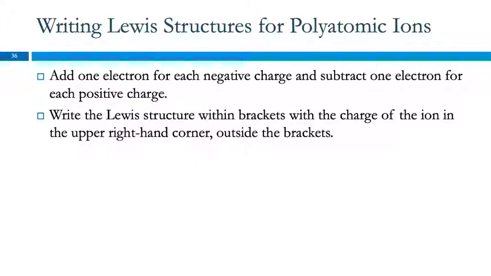What if we have a polyatomic ion? We have to consider the charge. So you add 1 electron for every negative charge, and you subtract 1 electron for every positive charge. And that kind of goes backwards because it says -2, but I'm adding 2, and it doesn't seem right. Just think about, well, why does this thing have a -2 charge? Because it has 2 extra negative electrons, right? And then we write the Lewis structure, and then we put brackets around it and put the charge on the outside of the brackets.